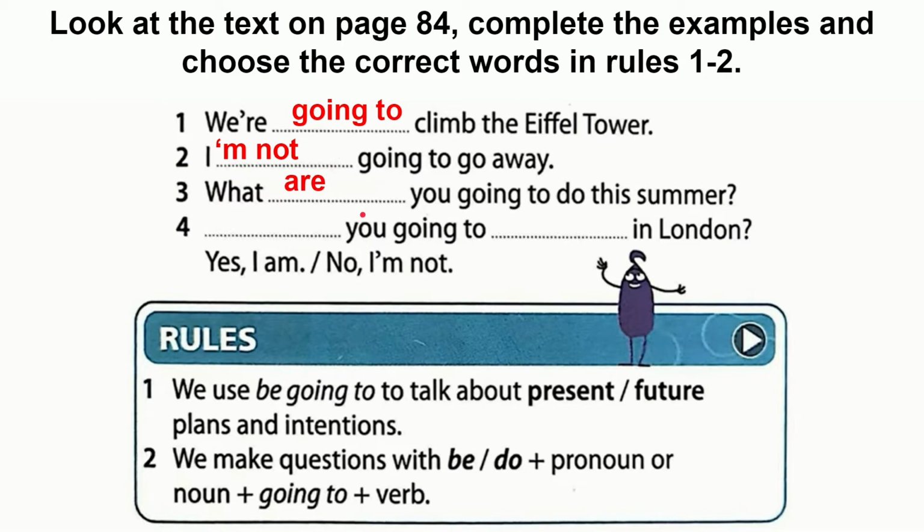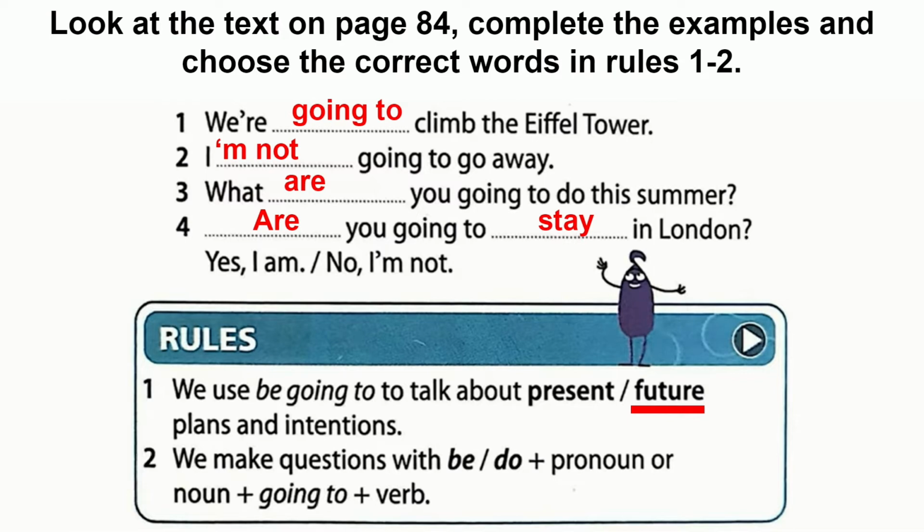What are you going to do this summer? Number 4: Are you going to stay in London? The answer could be yes, I am, or no, I'm not. Let's look at the rules. We use be going to talk about present or future plans and intentions. Is it present or future? It is future. It has not happened yet. It's in the future. You predict it.